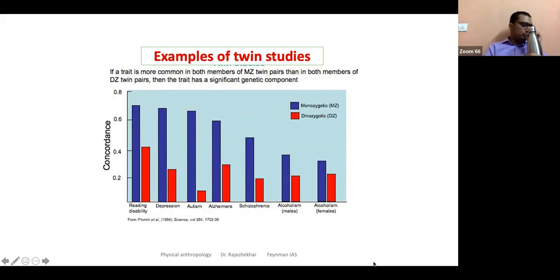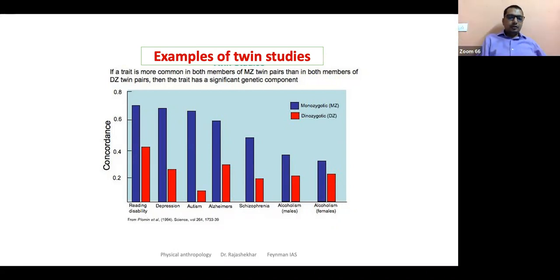So here in this graph, we are seeing concordance values for monozygotic and dizygotic twins for a range of abilities of humans. So look at these values. Reading disability, people having difficulty in reading, people who suffer from depression, autism, Alzheimer's, schizophrenia, alcoholism in males, alcoholism in females. The blue color line indicates concordance rate in monozygotic twins. Red color one indicates concordance rate in dizygotic twins.